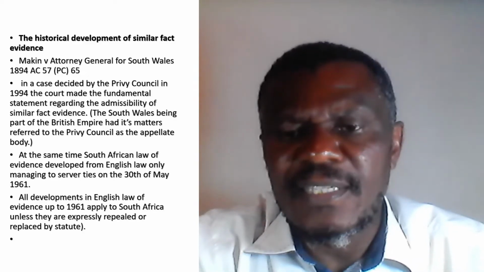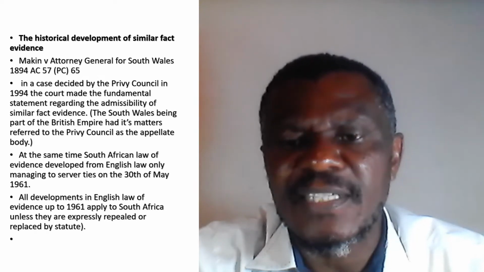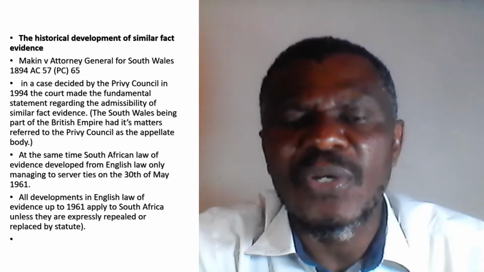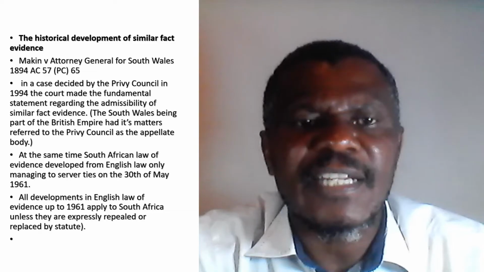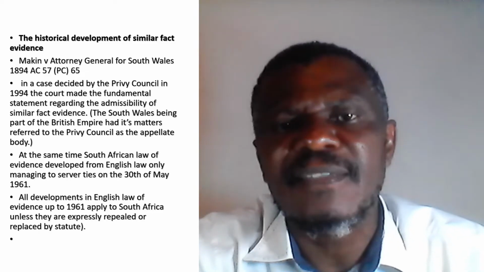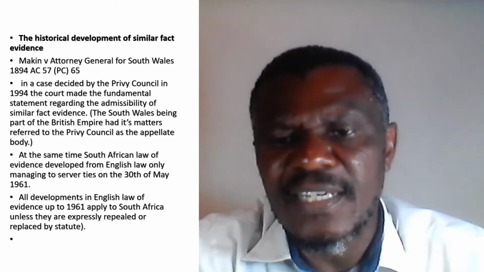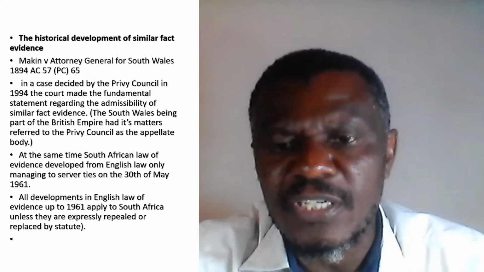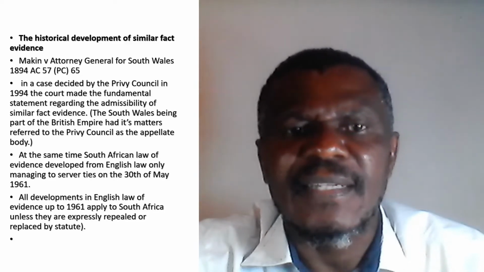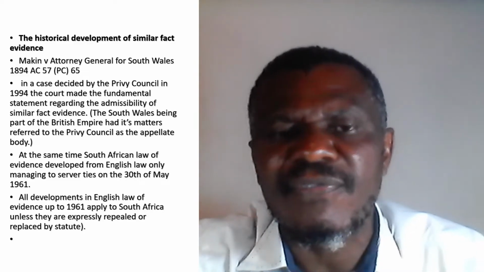So, looking at the historical development of similar fact evidence in South African law, one may have to look at the case of Makin versus Attorney General for New South Wales in 1894, which was decided by the British Privy Council. Now, why do we talk about the Privy Council of Britain when we are in South Africa?